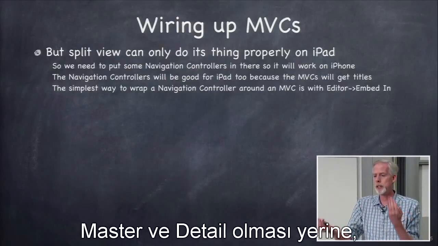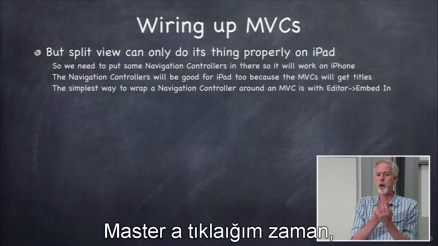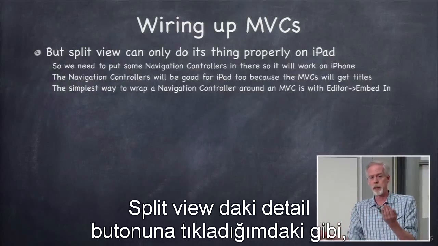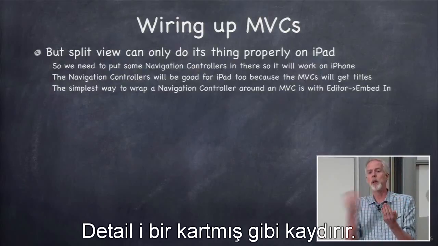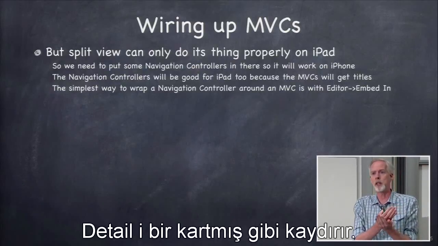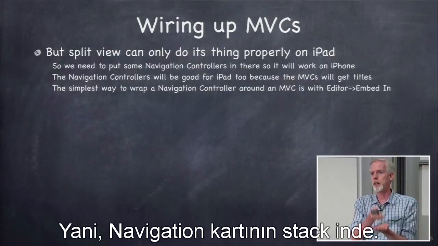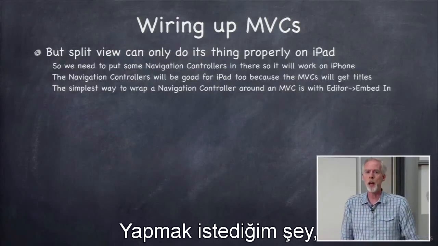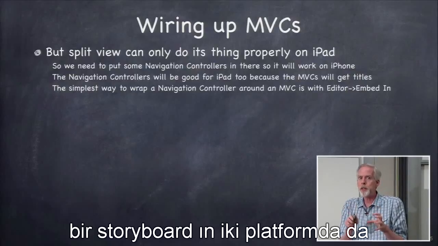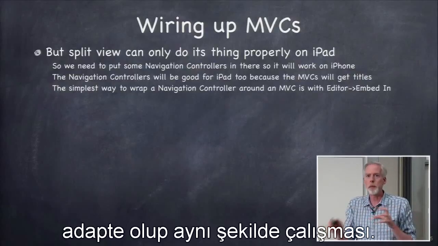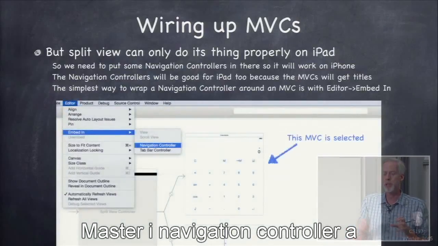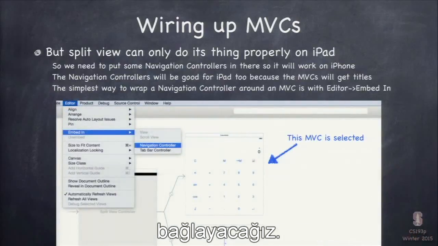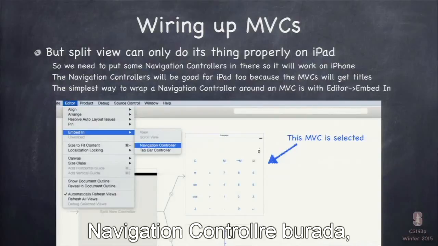So instead of having master and detail on the screen at the same time, on an iPad, on the phone, when I click in the master, it's the same button that I clicked to make the detail show it in split view, but when I click in the master on an iPhone, it's going to slide the detail on as a card on the deck. Right, on the navigation card stack. Now, the thing is, though, we want to build one storyboard that'll work for both platforms and automatically adapts. So how do we do that? We're just going to wrap our master in a navigation controller.